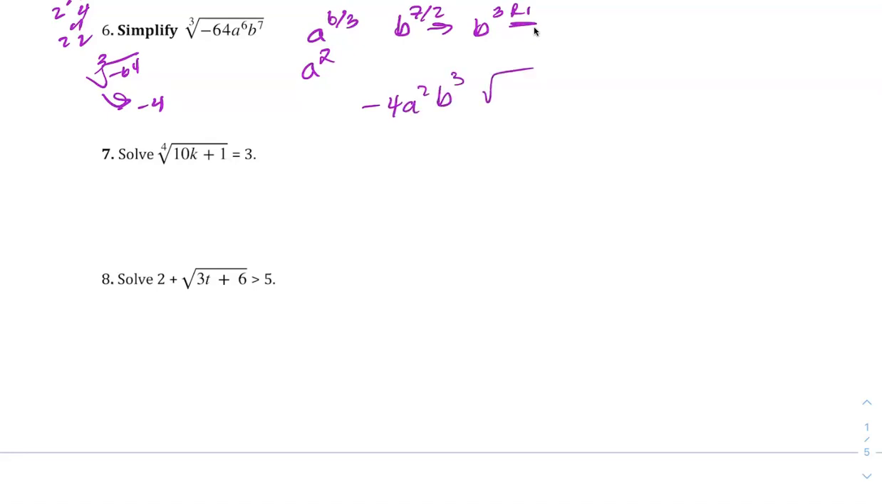We just have the cube root of 1 more b. That didn't get to come outside. That's how you simplify it. Break down the numbers separately. In this case, we got lucky, it was just negative 4, and then break down the variables.